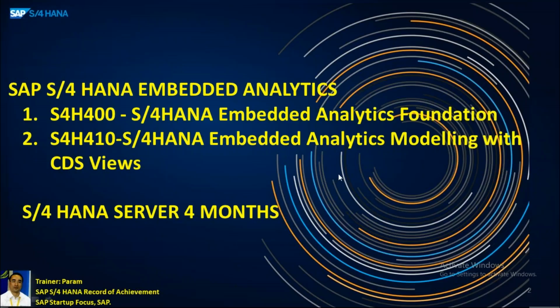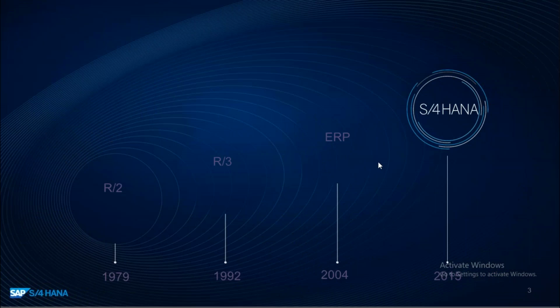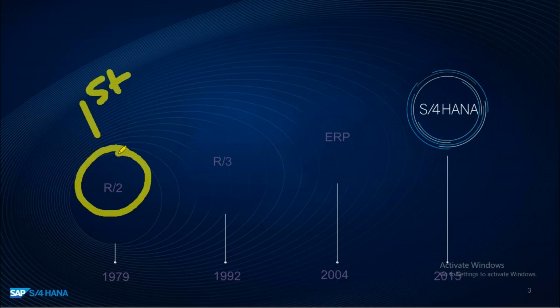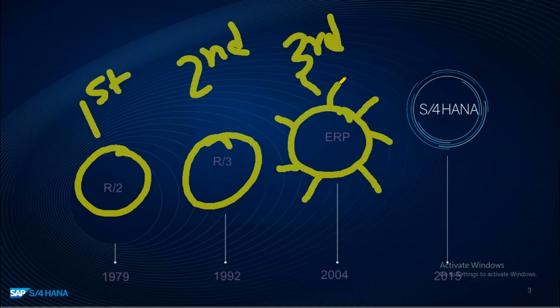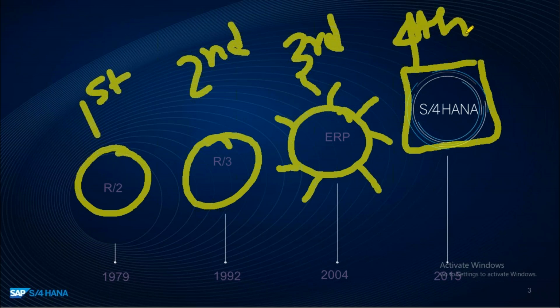Okay, so we'll start with some few slides. With regards to the various foundations of SAP, we have multiple generations of SAP. We have the first generation R2, second generation R3, third generation of the SAP ERP with multiple business suites like CRM, SRM, PLM, the supply chain, and then the NetWeaver. Today we are on the fourth generation, the S4 HANA. The four here is the fourth generation powered by the HANA database. So S4 HANA is only available on the HANA database. It is not on other databases like Oracle or Sybase or DB2.